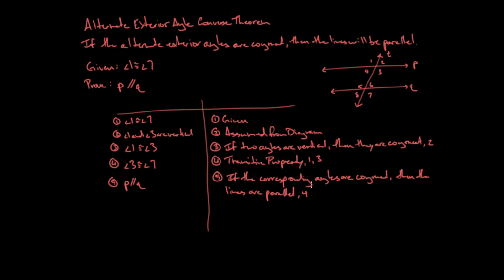So what I've shown here is the converse of my alternate exterior angle theorem. The alternate exterior angle theorem told me that if the lines are parallel, then the alternate exterior angles are congruent. The converse of that is not always true, but in this case the converse of my alternate exterior angle theorem is true: if the alternate exterior angles are congruent, then the lines will be parallel. That would always be the case, and now I can use this theorem moving forward.